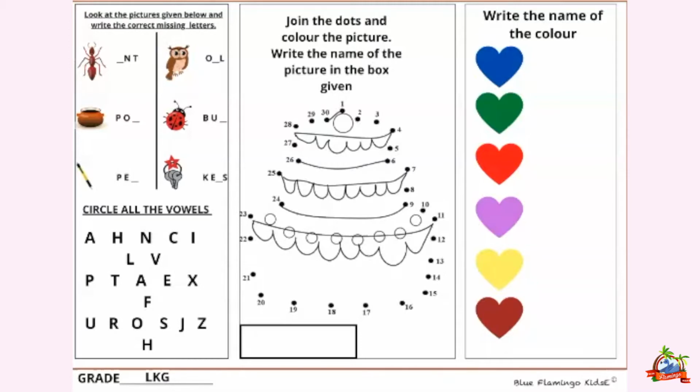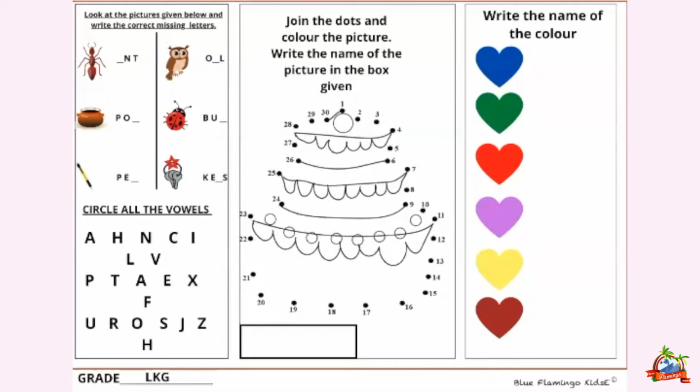Okay, पहले तो पिक्चर को रिकॉग्नाइज करना है और फिर देखना है कि उसकी स्पेलिंग में कौन सा लेटर मिसिंग है, उसको फिल करना है. Like you can see the first picture, ant. A-N-T, ant. So which letter is missing in the spelling? A. Yes, so what we will fill? A. It will be ANT, ant.